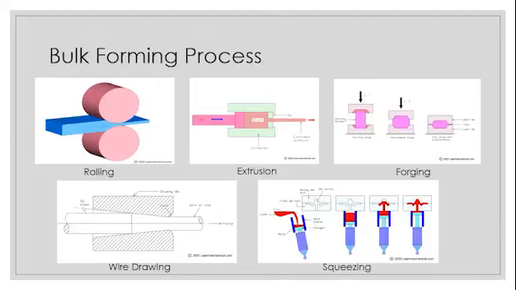The next process is wire drawing. It's a kind of extrusion process, but not exactly. A wire shaped die is used here. The workpiece is passed through the die and takes the cross section of the die opening. It's actually a pull process.